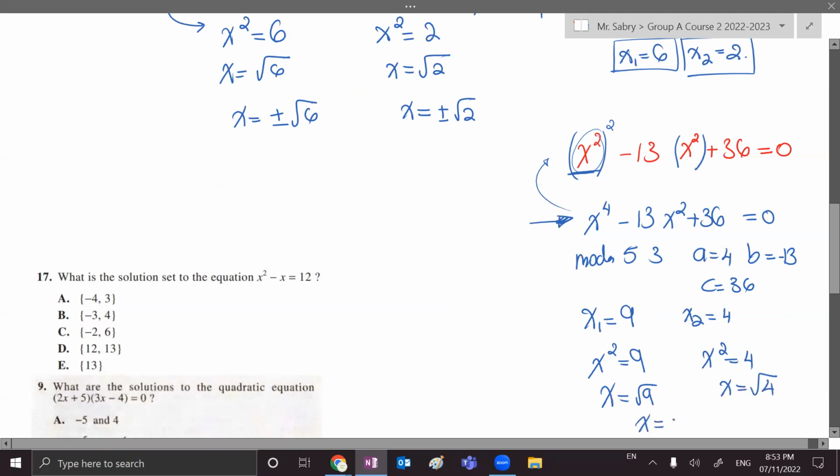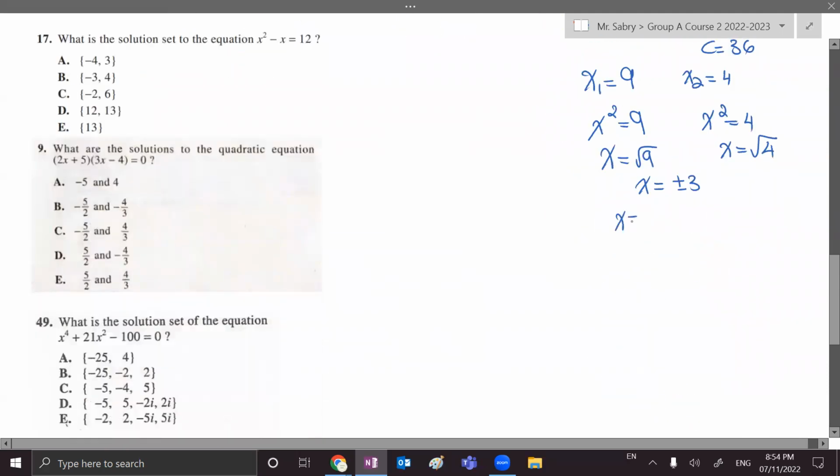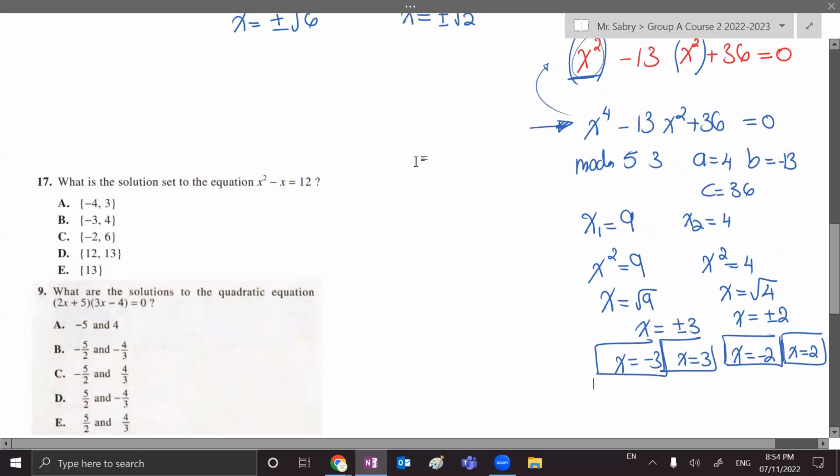Square root 9 is equal to positive or negative 3. So that means I have x equals negative 3 and x equals positive 3. Square root 4 would give me x equals positive or negative 2, which means I have x equals negative 2 and x equals positive 2. So now I have a total of 4 x values, 4 x intercepts, 4 roots for this function.